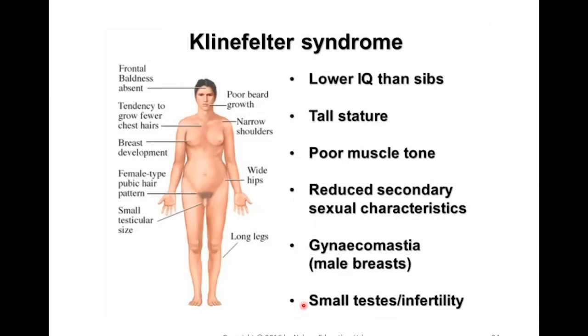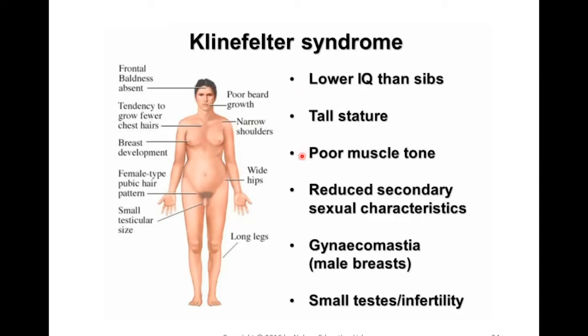So as a result, the individual typically would have smaller gonads, so smaller testes, and so would tend to have issues with infertility. Now, some of the secondary sexual characteristics would be wider hips, as well as female type pubic hair patterns, narrower shoulders, as well as gynecomastia, which is the presence of breast tissue in males. Now, in addition, tall stature, lower IQ, and poor muscle tone are also some symptoms that can be seen with Klinefelter syndrome.